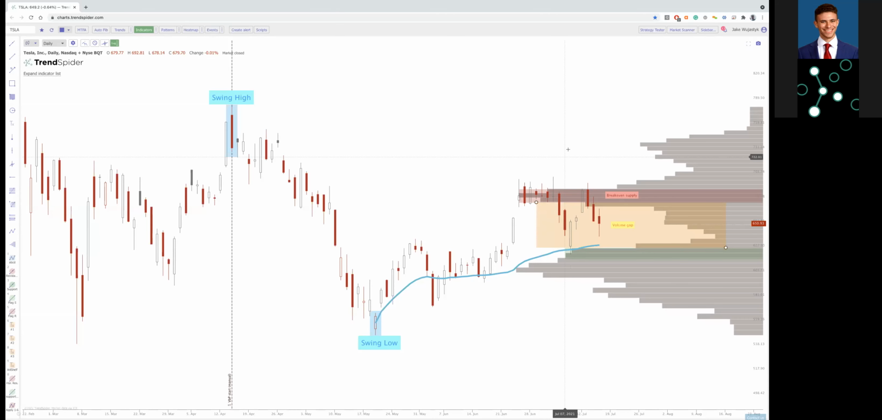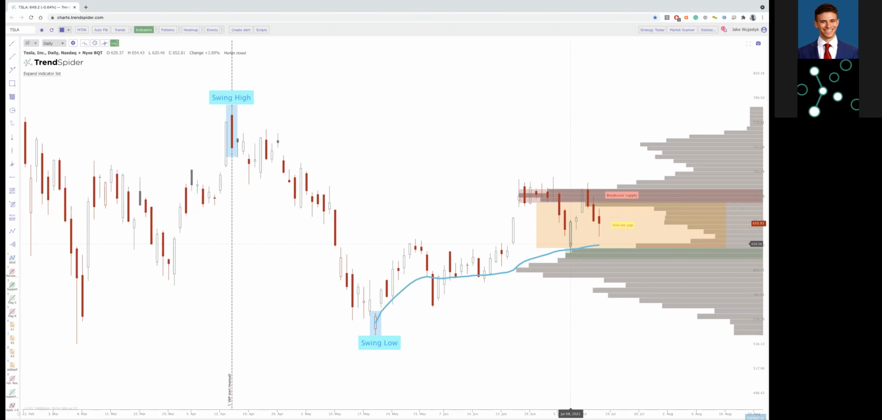I like to talk about volume shelves a lot, and a lot of the time these volume shelves can turn into quote unquote launch pads for price. There's a very simple explanation for when they don't: if you break this volume shelf, then it's no longer going to be a launch pad. You're going into the abyss, into this gap. You can see here Tesla literally went from 680 all the way down to 620 within 3 days because you had this volume gap.